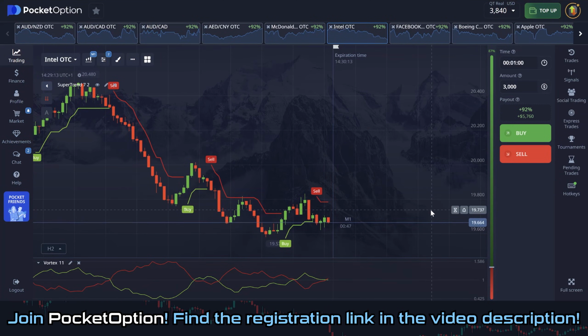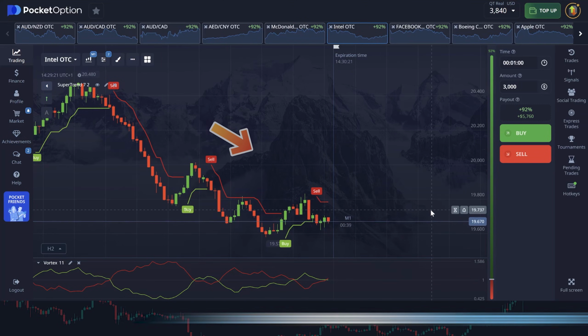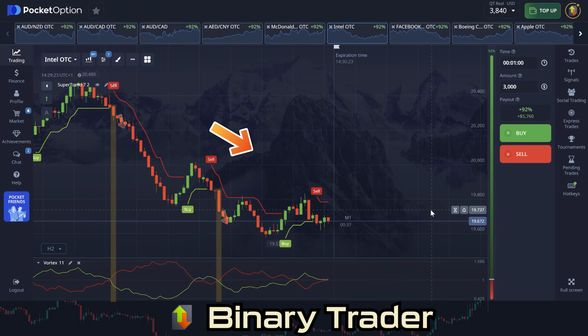5 or 6 minutes later, same instrument Intel OTC seems to provide another signal, but now a sell one. Let's recap. Market is in a downtrend. There were multiple successful setups in line with the trend.